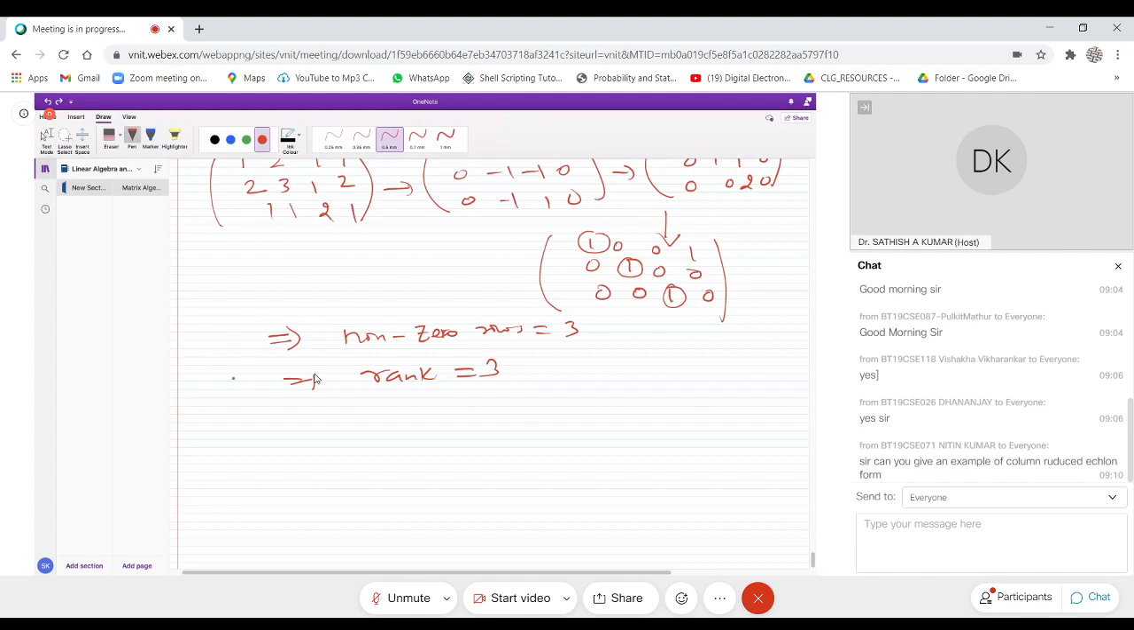Okay, for the second matrix, I found the row and column also. So next, let us look at finding the rank of a matrix.